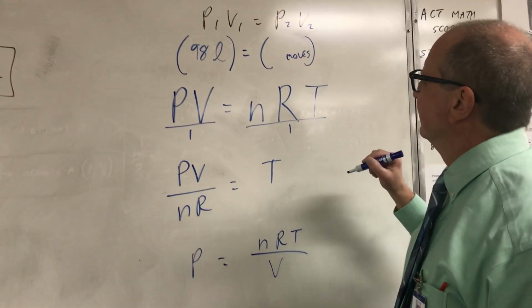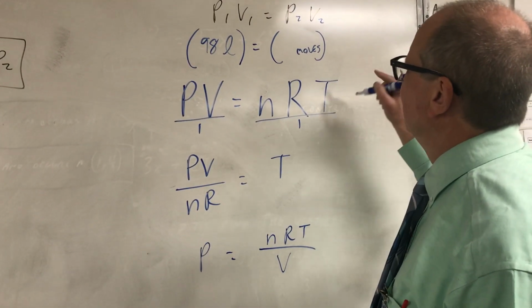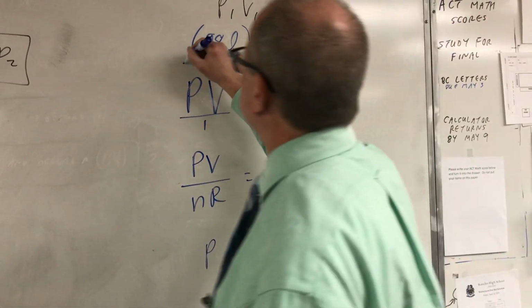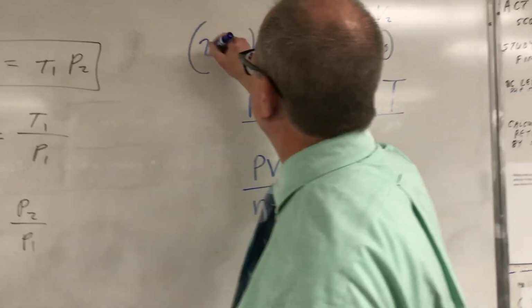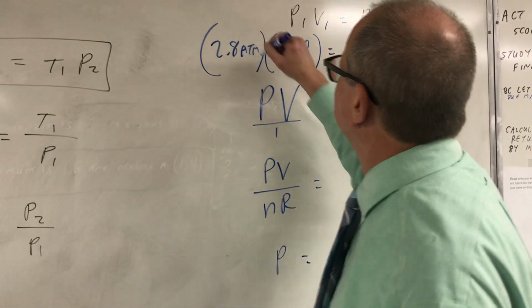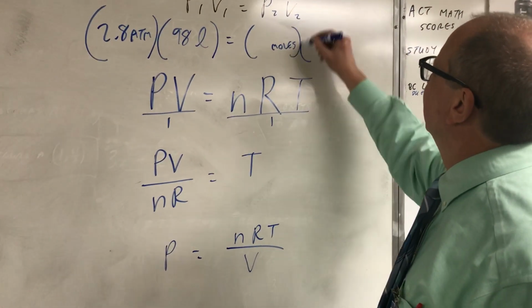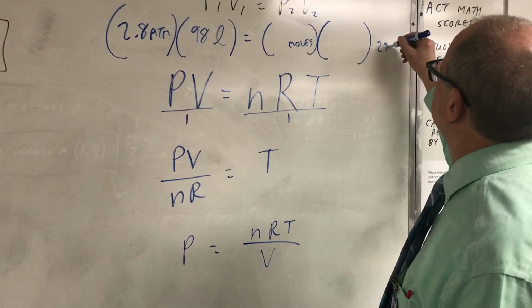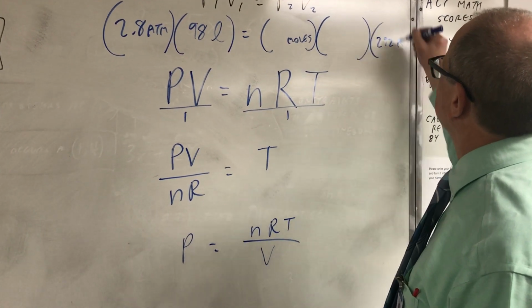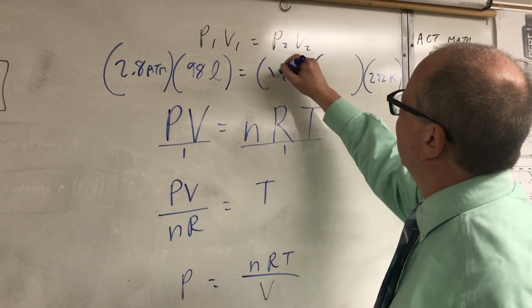At a pressure of 2.8 atm. That's atmospheres. That's got to be pressure. 2.8, yep. At a temperature of 292 Kelvin. So that's your temperature. And this is X, right?